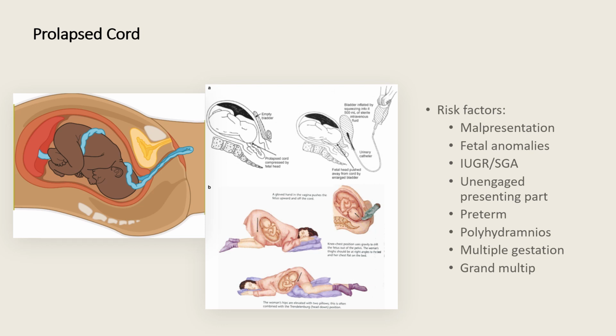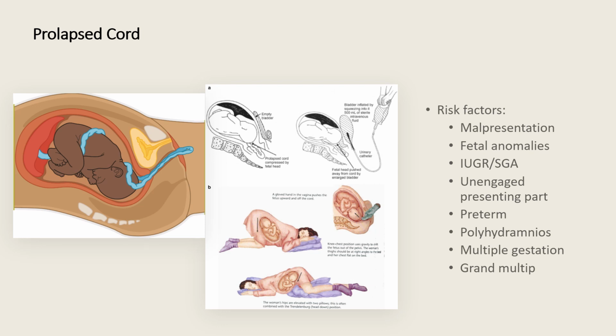Risk factors that a patient might experience a prolapsed cord include malpresentation. So the baby is not in the correct position, either breech, sideways, maybe it's OP or something like that. Fetal anomalies, a small baby. Okay, if you have a small baby, there's more chance that that cord will fall out instead of the fetus being there and pushing down on the cervix. An unengaged presenting part. So the fetal head is ballottable, or it's floating around higher up in the uterus and not over the cervix.